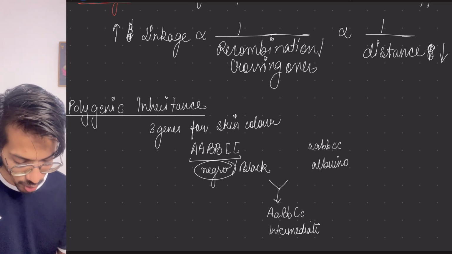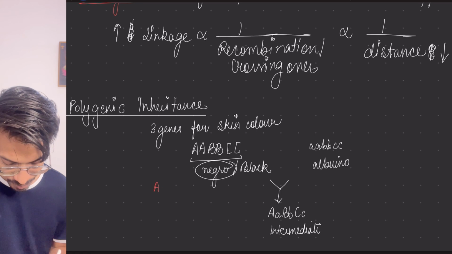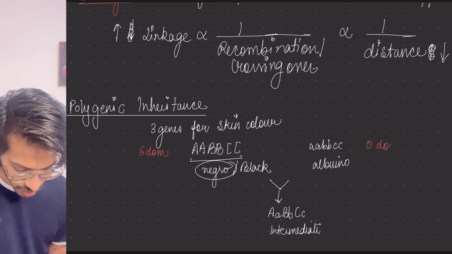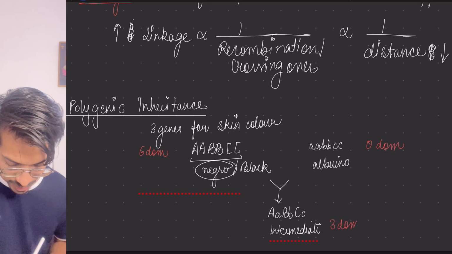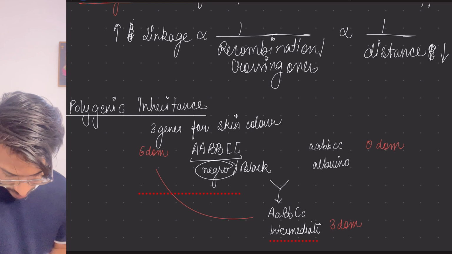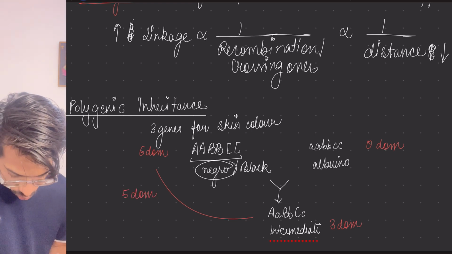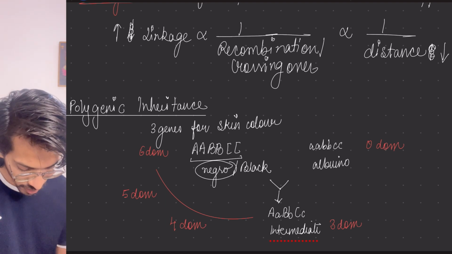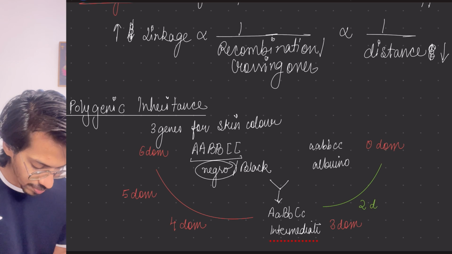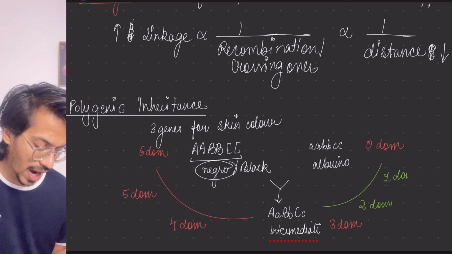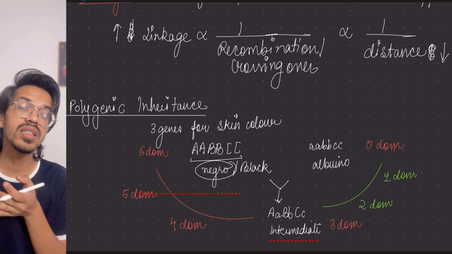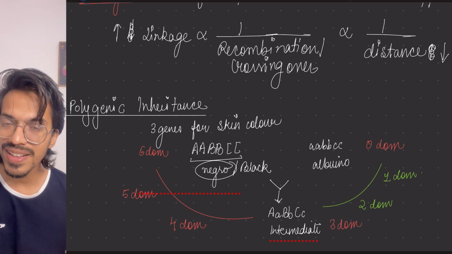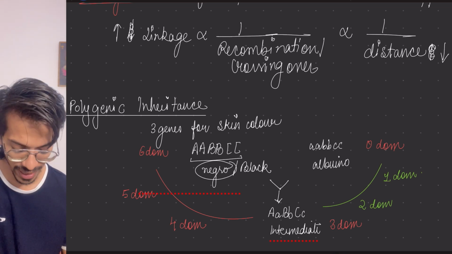So what would be the probability? These are 6 dominant alleles present, 0 dominant alleles present, 3 dominant alleles present. But in between there could be cases where 5 dominant alleles will be present, 4 dominant alleles will be present. Whereas on this side, only 2 dominant alleles or 1 dominant allele will be present. And people would be fairer, very fairer, darker, lighter shade. So this is how polygenic inheritance works. I hope you have understood polygenic inheritance.